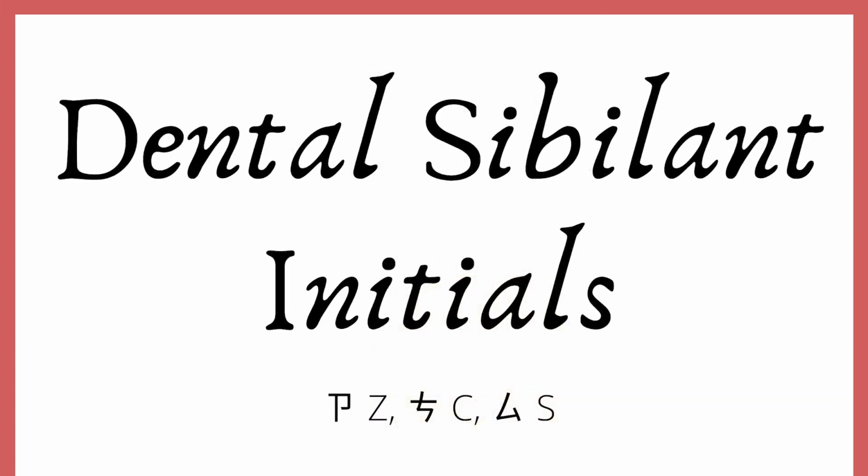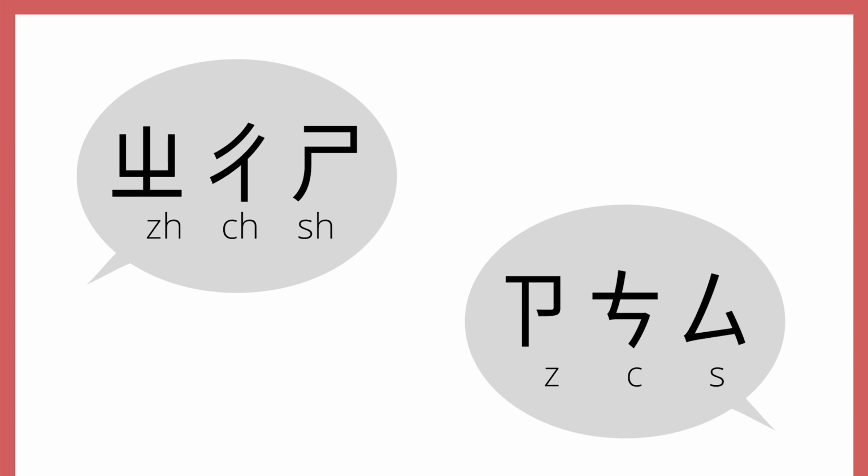Alrighty. Dental sibilant initials. Zi, ci, si. These are like the skinny cousins of the retroflex initials. Here, listen to the difference. Retroflex equals zhi, chi, shi. Dental sibilant equals zi, ci, si. Zhi, chi, shi, zi, ci, si. Hear it? If not, don't worry. It'll take a little time at first.